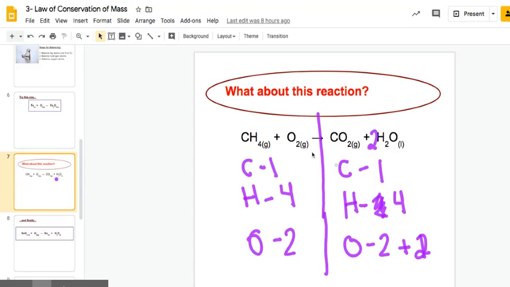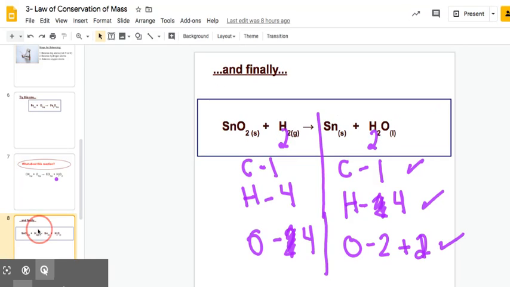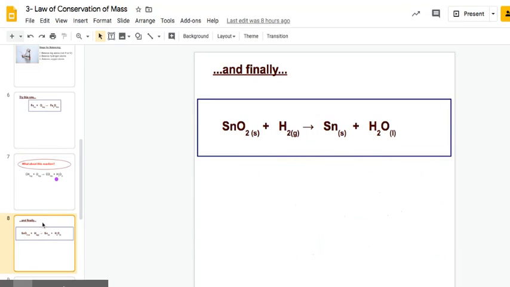So if I have 4 on this side, that means I can put a 2 in front of here. And this now becomes 4. And 1, 1, balanced, 4, 4, balanced, 4, 4, balanced. This question is good to go. Okay. And then we have this one.